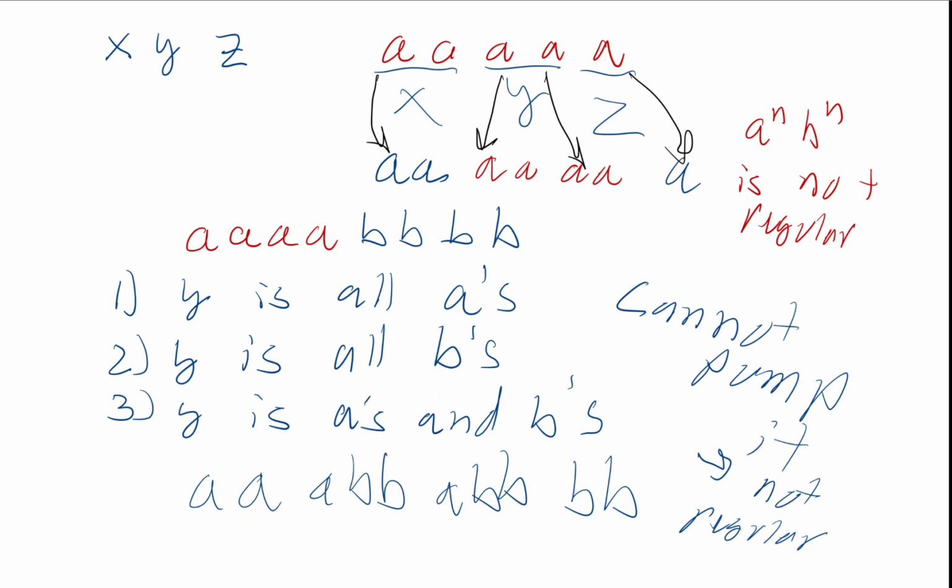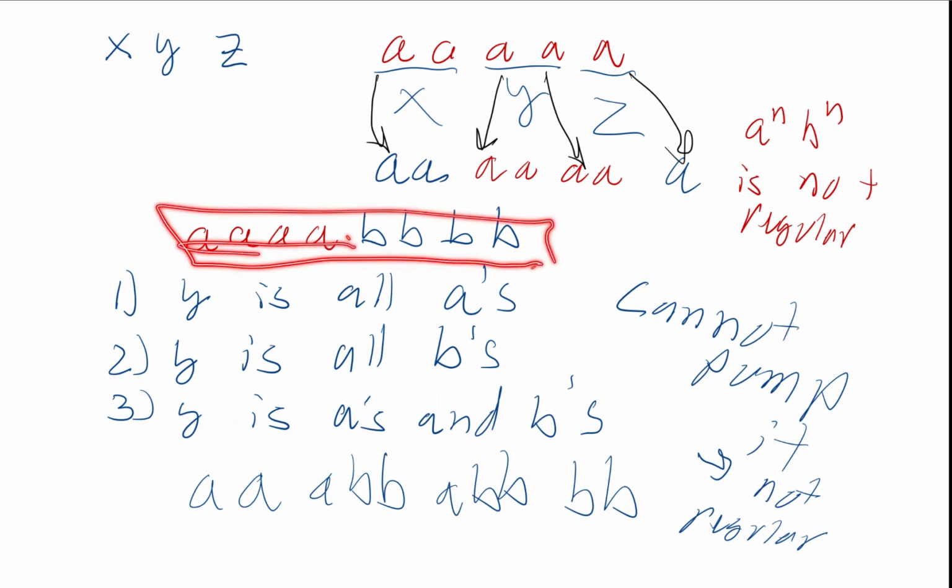What I'll do is I'll explain it first, and then I'll write it out and show you it all written out. So why is a to the n, b to the n not regular? Well, when I take words of the form a to the n, b to the n, we're going to have a certain number of a's and an equal number of b's.